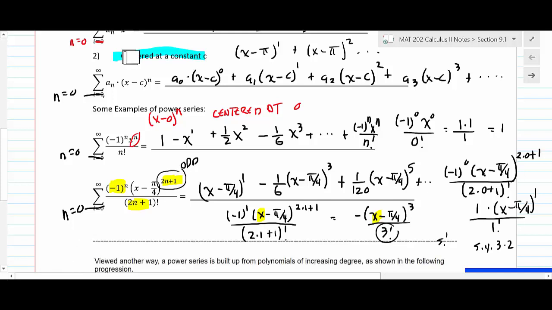Let me ask you one other question. What would this one be centered at? Pi over 4. Pi over 4, right, okay? So remember, if you're centered at something, it's x minus something to the n power. So pi over 4 would be what we call the center. As we go through this section, you'll hear me talk a lot about the series being centered at something. Okay, any questions about anything so far?